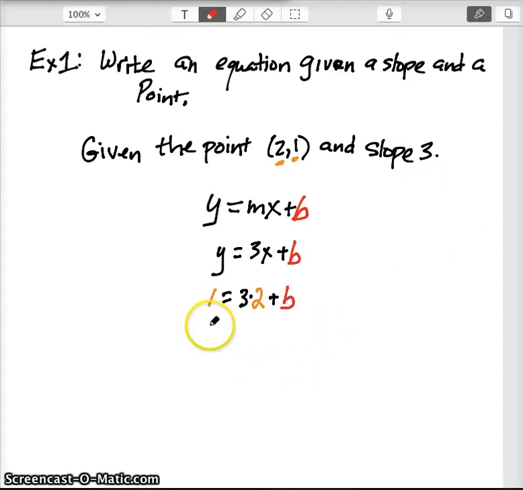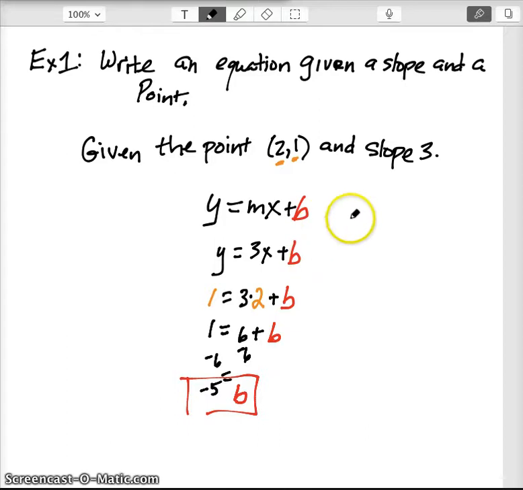So I'm going to do the math. 1 is equal to 6 plus b, and we need to solve for b, and we'll see that b indeed is going to be, if I subtract 6 from both sides, we see that b is equal to -5. Since b is equal to -5, we know that our y-intercept is equal to -5.